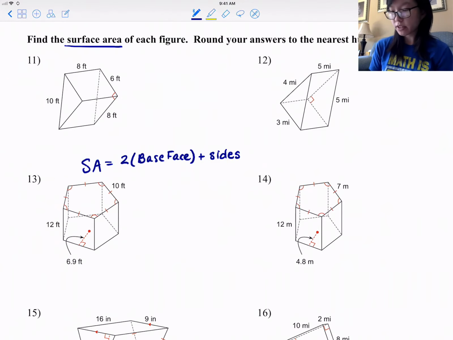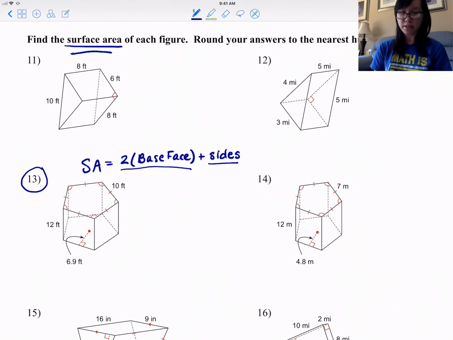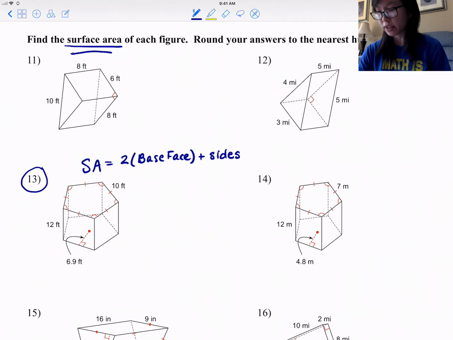Alright, let's move on to number 13, which is asking about the surface area of this figure. And notice it's a pentagonal prism. I've told you guys before that the surface area of a lot of prisms can be summed up as this: 2 times a base face, which is the area of a base face, plus the sides of this object. And I know that doesn't tell you much, but I'm going to show you how you can break it down.